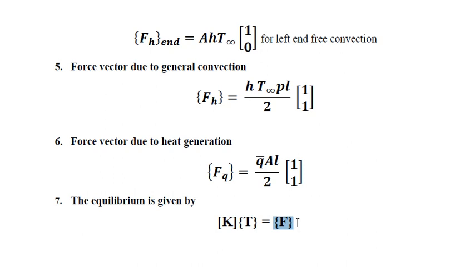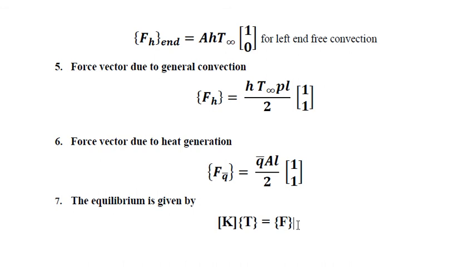The force vector may be due to any one of the things given. If there is end convection only, you have to choose only the end convection force vector. If there is both end convection and surface convection, we have to add both force vectors. If there is additionally internal heat generation, we have to add one more force vector. Whichever is there, we have to add all of them, or if only one of them is there, we consider only that. So the equilibrium equation is given by K into T is equal to F.